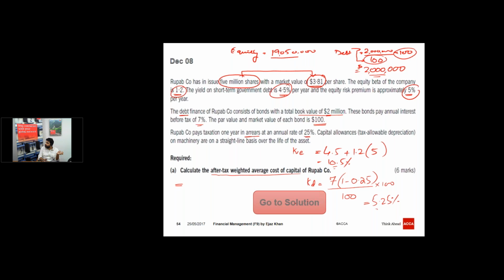Why don't we use 3.81 as the denominator? 3.81, what is 3.81? Simran, what is 3.81? Abrar, we should always use market value as much as possible if we have the option.